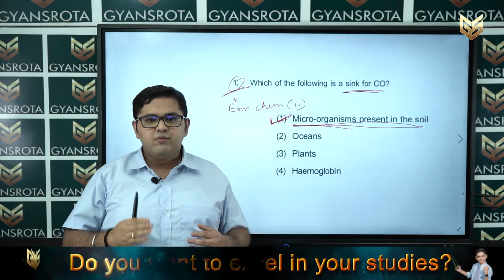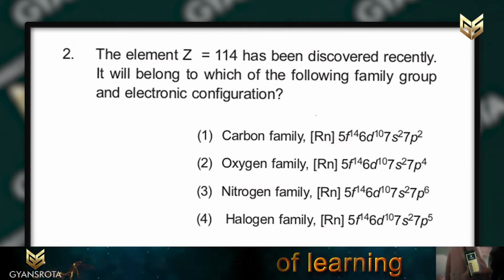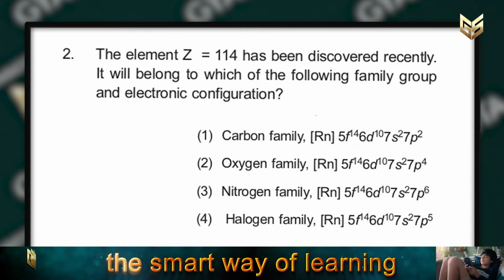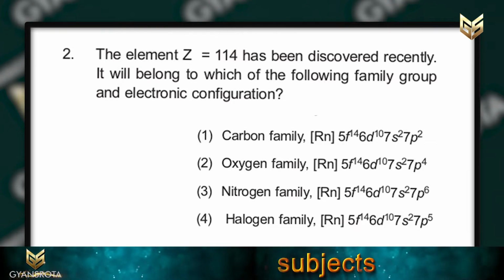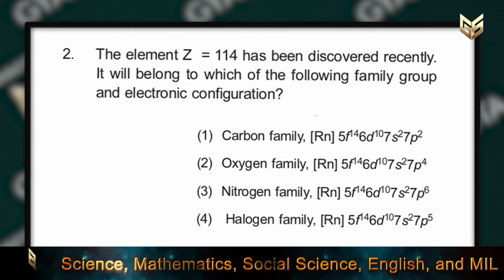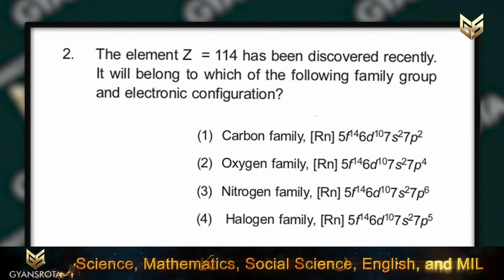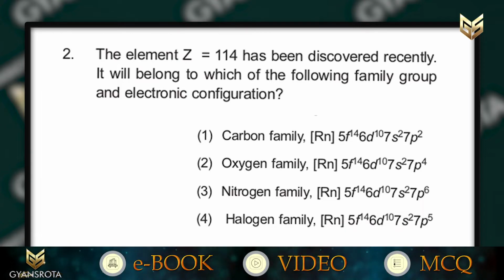Now we are moving to question number 2. Question number 2 is on your screen. The element Z equal to 114 has been discovered recently. It will belong to which family, group and electronic configuration? Now we are moving to the solution part.